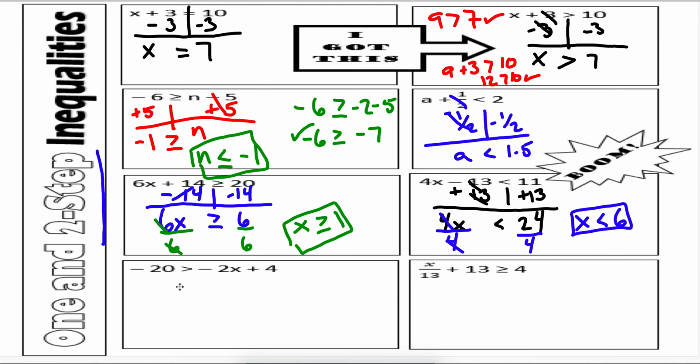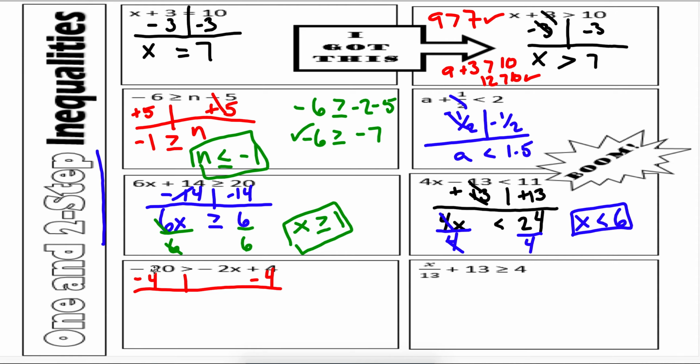Let's keep going. This one is going to be a little bit different because of this negative 2. Let's start our normal way. Let's get rid of the positive 4 from both sides by subtracting 4.